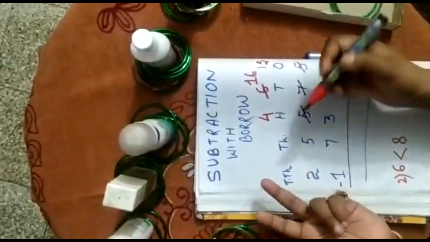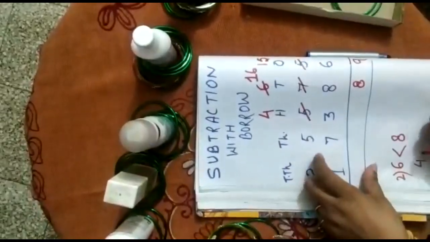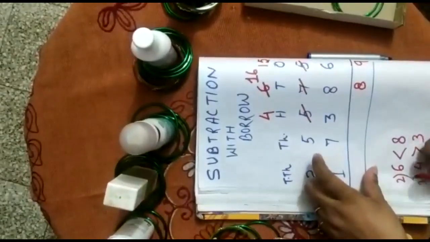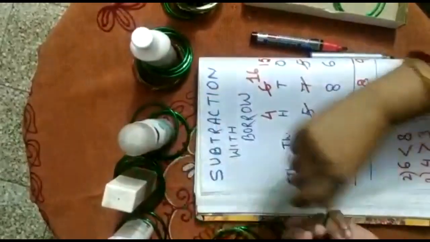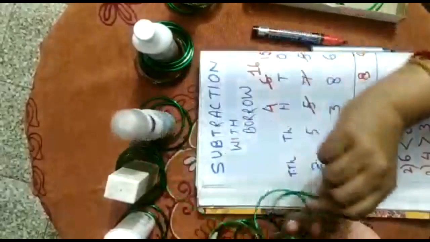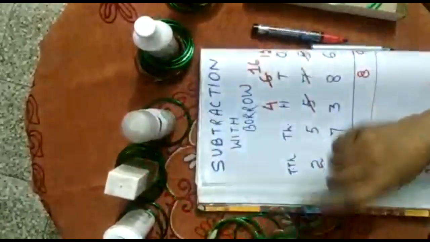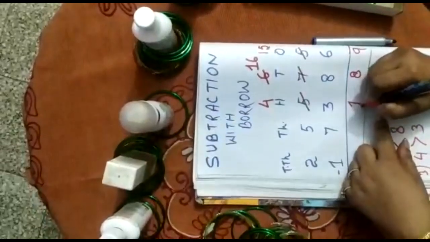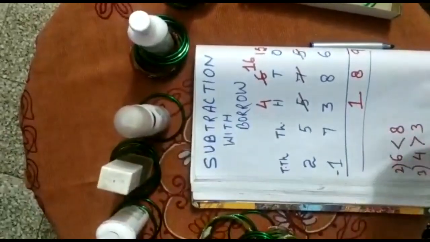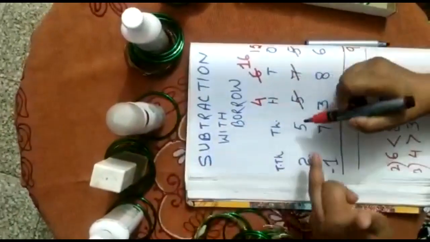We can subtract because 4 is more than 3. So I will take away 300 from 400. 1, 2 and 3. How many hundreds are left? Wow, 100. So we subtract 300 from 400, 100 is left. Now come to thousands.